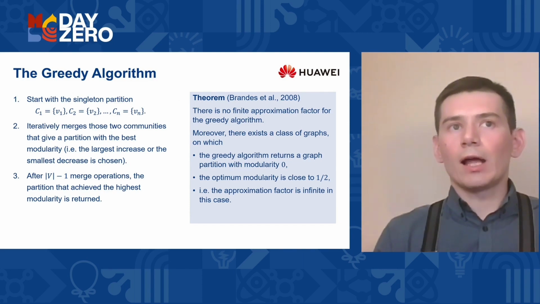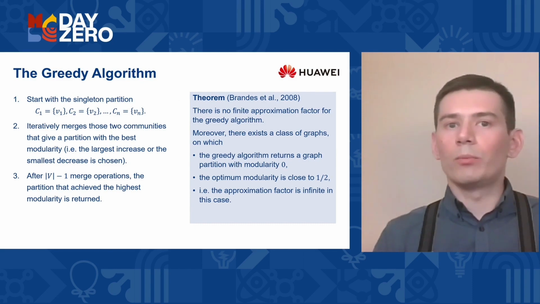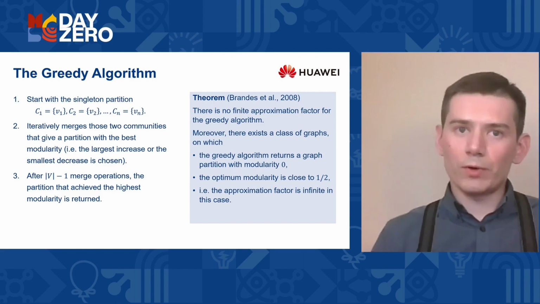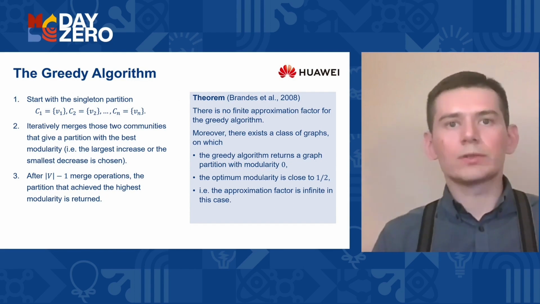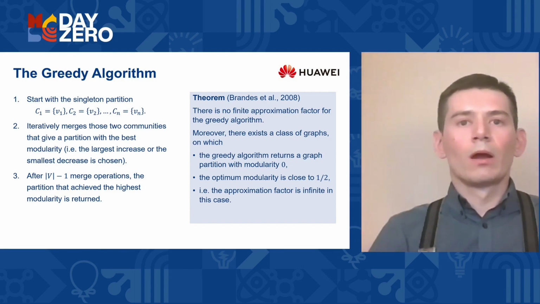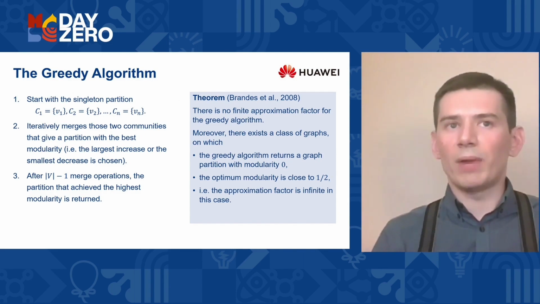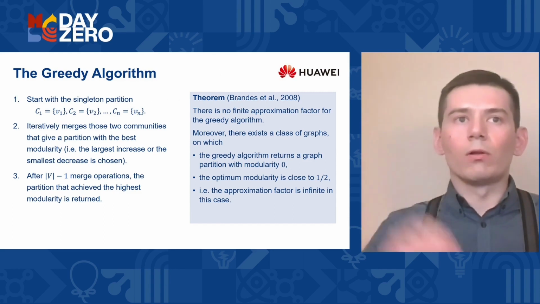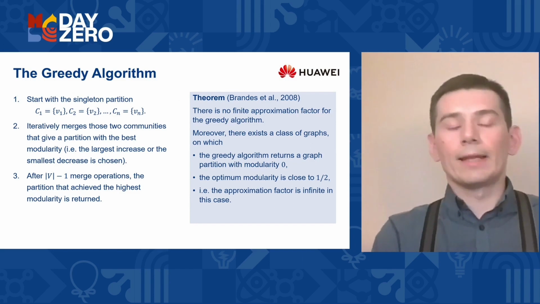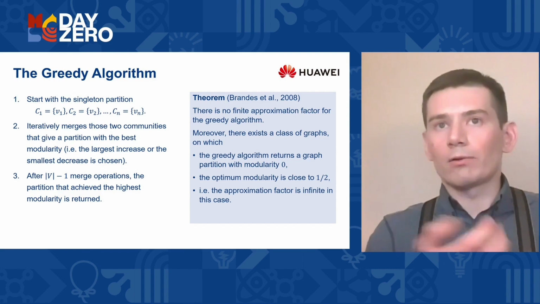So for the greedy algorithm, we start with a singleton partition. So every graph node makes a unique community. As we discussed in the beginning, in this case, the modularity is negative. So we now try to increase it. We iteratively merge those two communities that give a partition with the best modularity. And after we process all nodes, we select the partition that achieved the highest modularity as our final result.